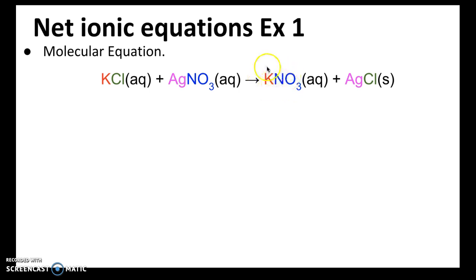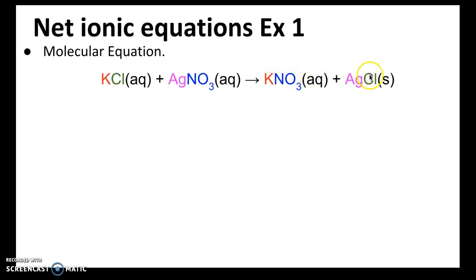So let's talk about the first product, potassium nitrate. According to our solubility rules, all group 1 compounds are soluble, and also all nitrate compounds are soluble. So we know that from either one or the other, or both in this case, that this is going to be soluble, so we write its phase symbol as aqueous. So when something is soluble, it will be aqueous.